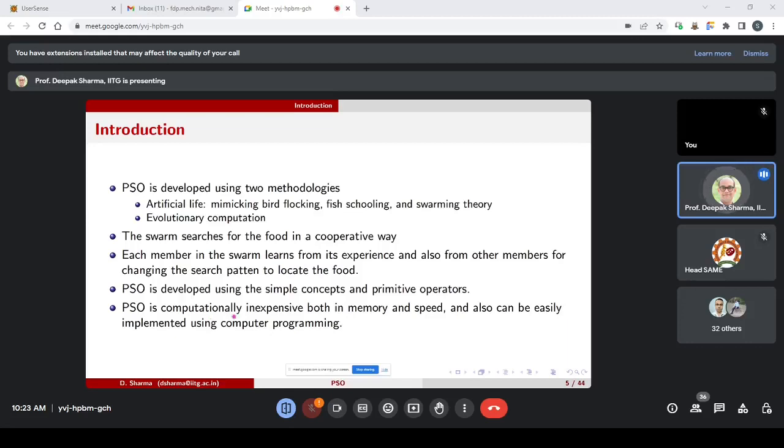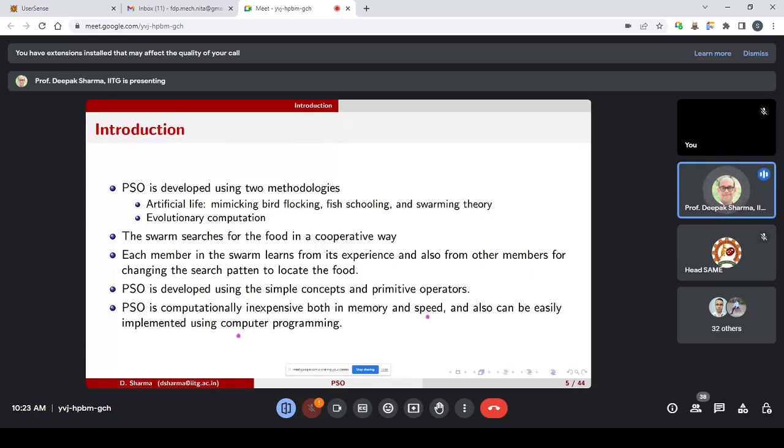The nice part is that the PSO is computationally inexpensive. It doesn't need much memory in your computer. Also, it is fast to find out where the minima or the maxima is. Since it is computationally inexpensive and the operators are simple, if we are going to make the program, it is going to be a simple one.